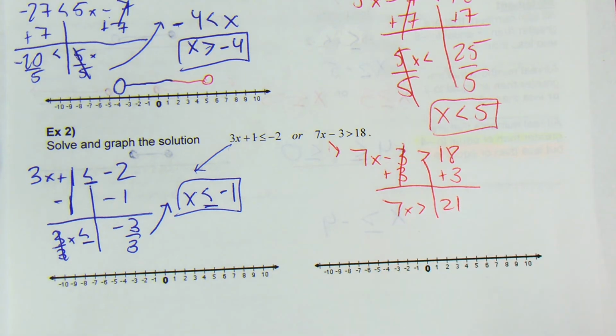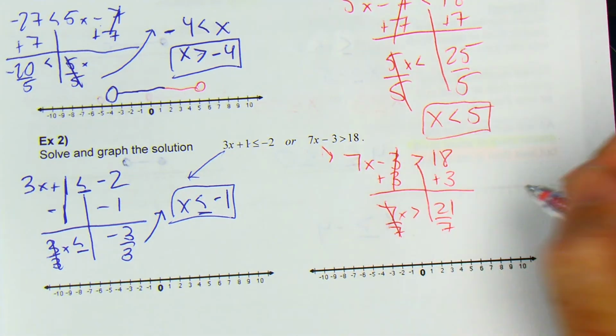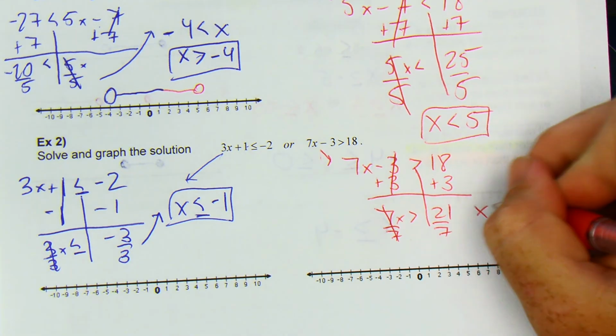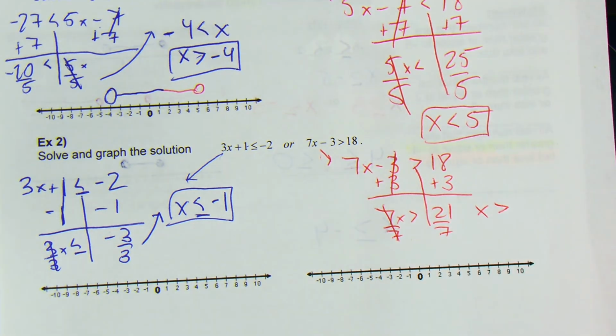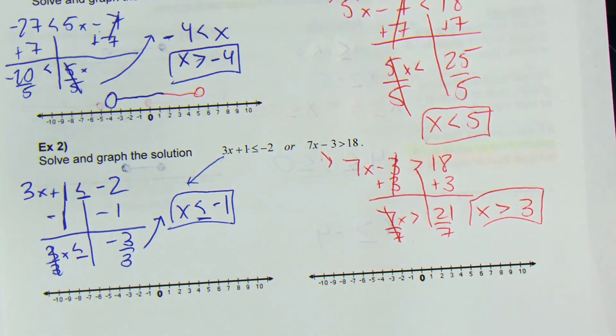I know this 7 is multiplying my x, so I know in order to move it across my inequality sign, I need to do the opposite, which would be division. So I'm going to divide both sides by 7. Dividing by 7, dividing by 7, these cancel out. I'm left with x is greater than 21 divided by 7 would be 3. Okay, now I'm just going to graph these. So I have x is less than negative 1 and x is greater than 3.